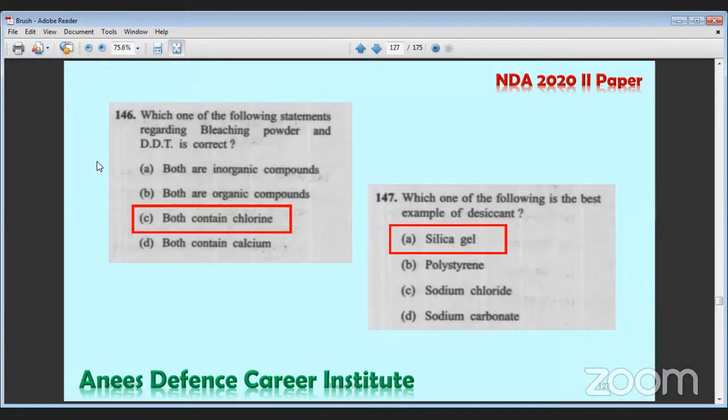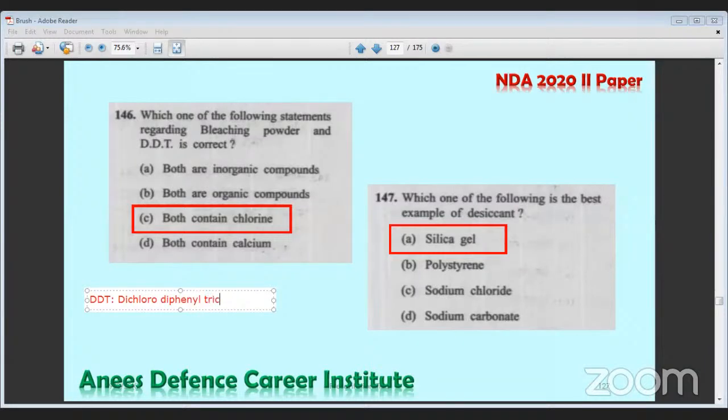D ऑप्शन देखो अभी तुम लोग. कैल्शियम, DDT में कैल्शियम है ही नहीं. Do you want me to write it down? DDT stands for dichloro diphenyl trichloroethane. I would appreciate if you all remember the name. It is an organic compound. ठीक है, ऑर्गेनिक है, इंसेक्टिसाइड के तौर पे इस्तेमाल होता था. Now they don't use it. Now it is banned. Okay, now it is not used because it is very harmful.